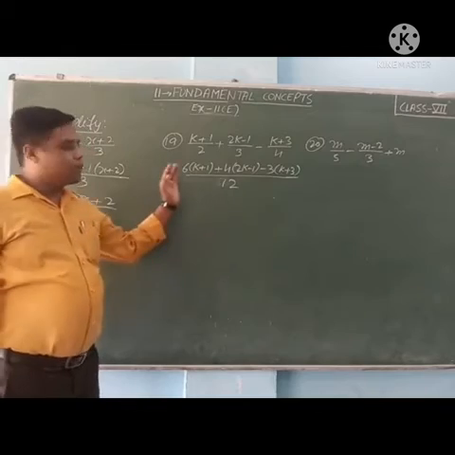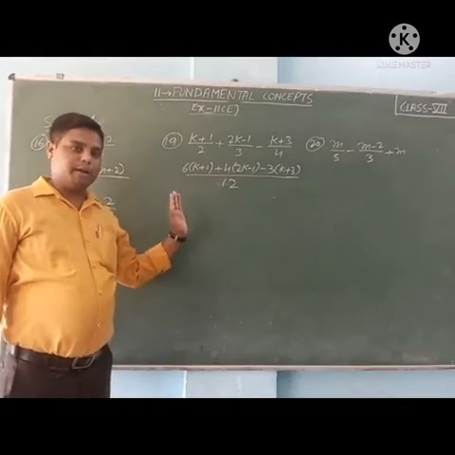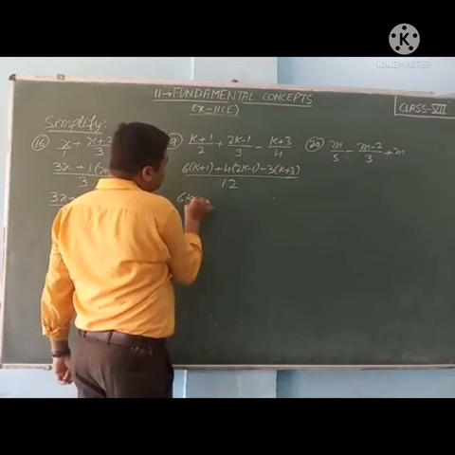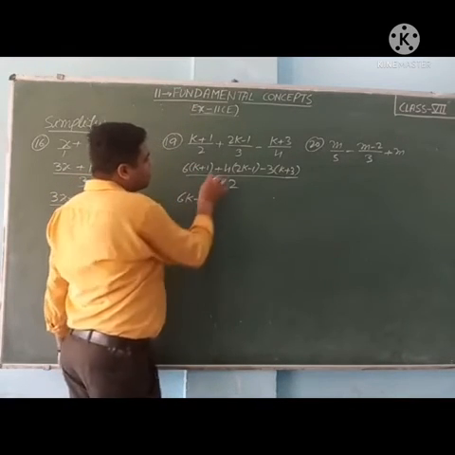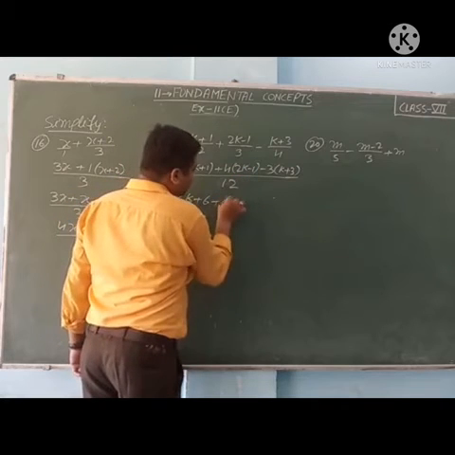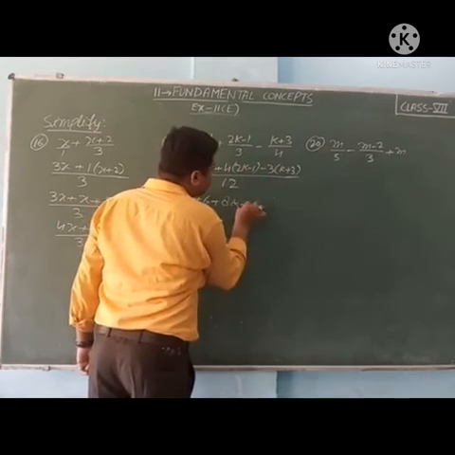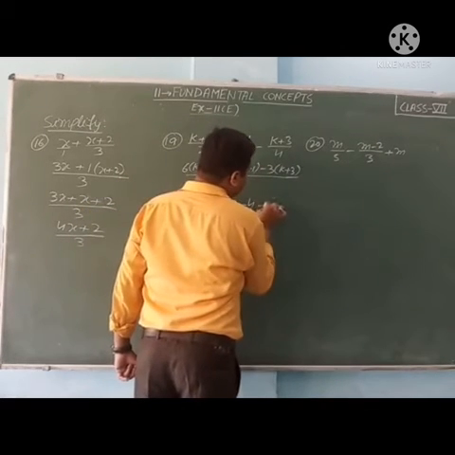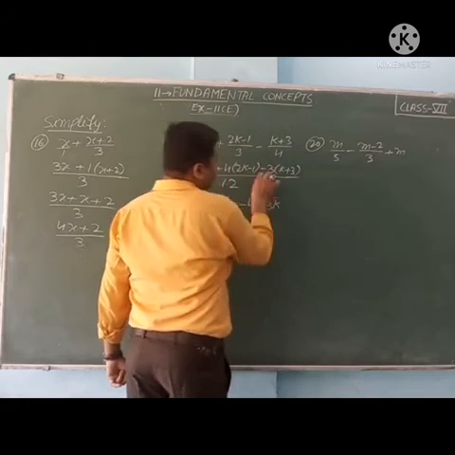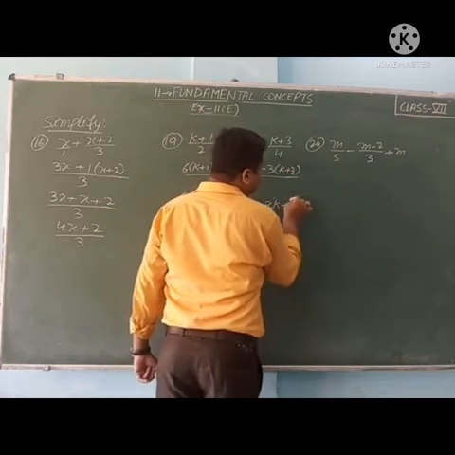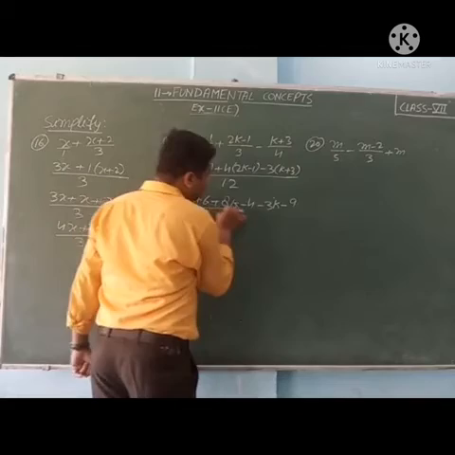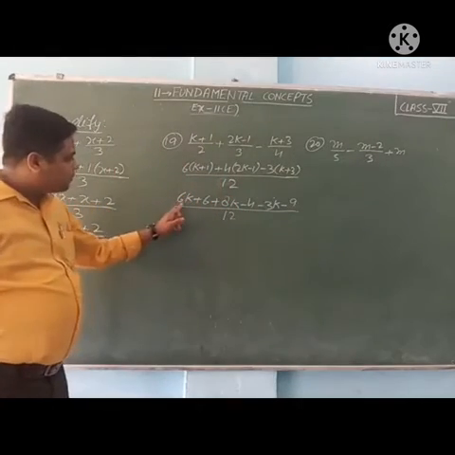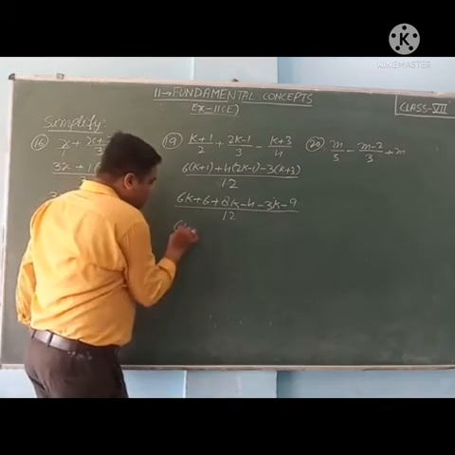Now we will open the bracket. It means we will do the multiply. 6 into k, 6k. 6 into 1, 6. 4 2s are 8, plus 8k. Then plus minus, minus 4 1s are 4. Then minus plus, minus 3 into k, 3k. Minus plus, minus 3 3s are 9 upon 12. Then 6k. Now we will arrange the like terms.